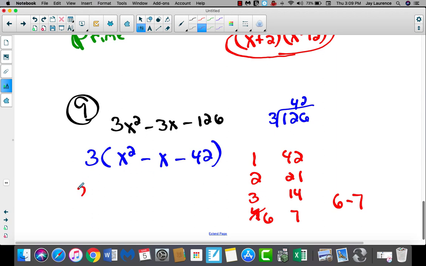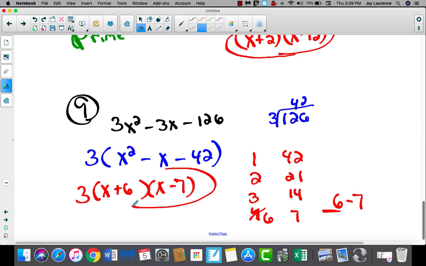So this 3 is still out front, it doesn't get thrown away. Then I have 2 quantities. The first quantity could have an x plus a 6 because the 6 is positive, and then an x minus a 7. All right, and there you go. So look for that. The first type of factor you should always try, GCF. And then, if it's a quadratic trinomial and a is 1, you should know how to factor it. It shouldn't be that tough.